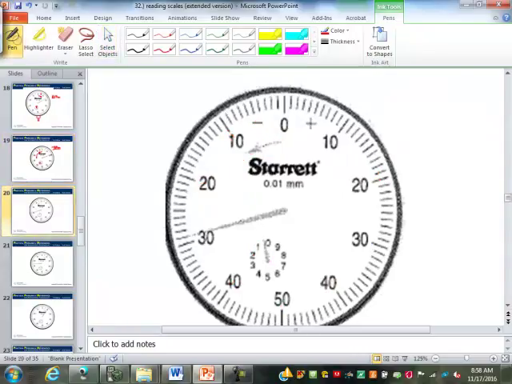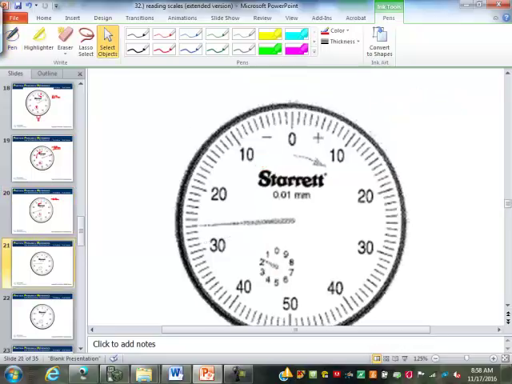So on this one, positive or negative? It is negative. We are going in the negative direction. Any whole millimeters? No, we're between 0 and 1, so that's 0. 10, 20, 9. How about this one? Where do we start?